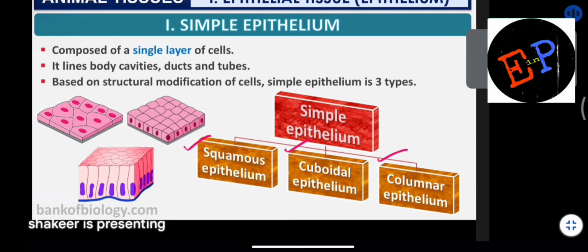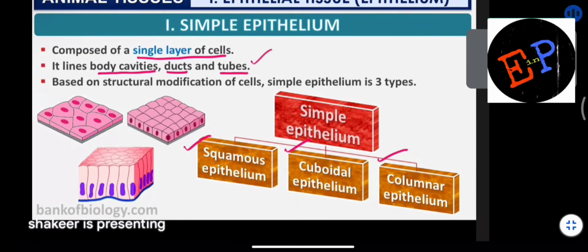Okay. So simple epithelium is made up of a single layer of cells. Already we have studied, it lines the body cavities, ducts and tubes. Ducts means what? In the human body we have two types of glands: glands which have ducts and glands which do not have ducts. Ducts are pipes through which hormones are released into the body. So the pipes of these ducts are also made up of simple epithelium. Are you able to understand?